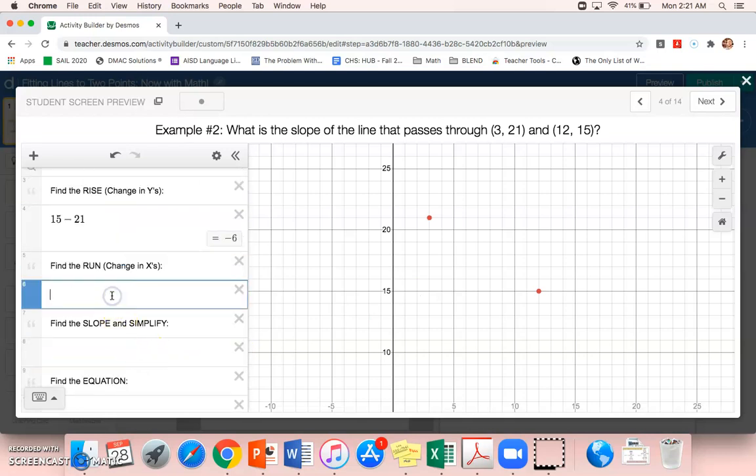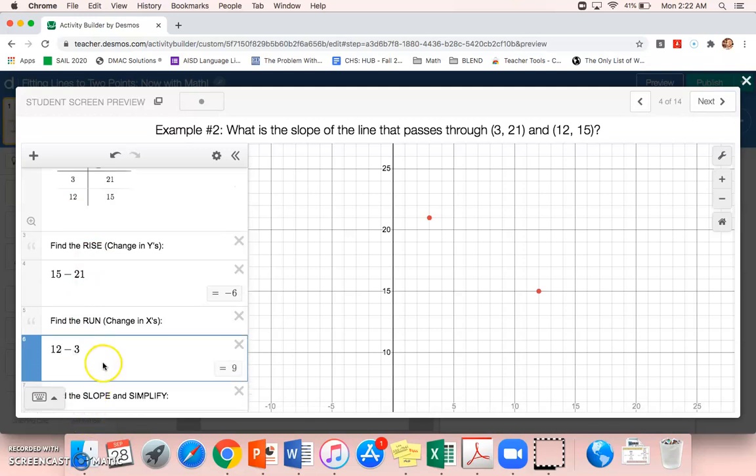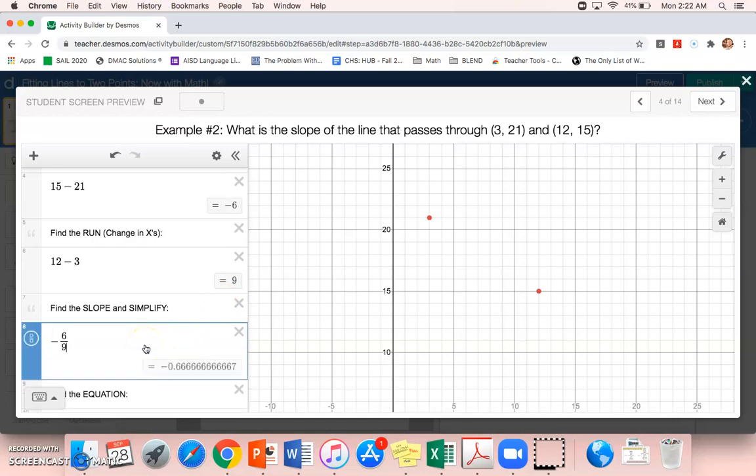Find the run. So I'm going to take my x's. So again, remember I started with the 15, so I'm going to come over here and start with the 12. 12, find the difference from 3. So 12, take away 3. So 12 take away 3 is 9. That means my slope is -6 over 9, right? So drop 6, run 9.